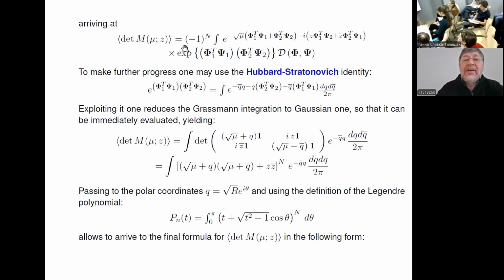So just summarizing, we arrived at the expected value of our determinant of interest in terms of an integral over 2.